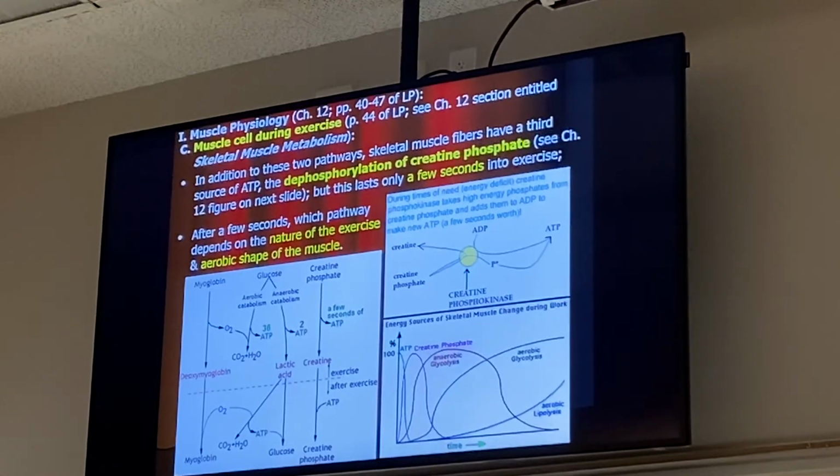If you're a couch potato, or even if you're a fine-tuned athlete and you're doing intense exercise, it's going to go to anaerobic respiration. But you're only getting 2 ATP per glucose. You can only use glucose. You're going to generate lactic acid. You're going to feel the burn.